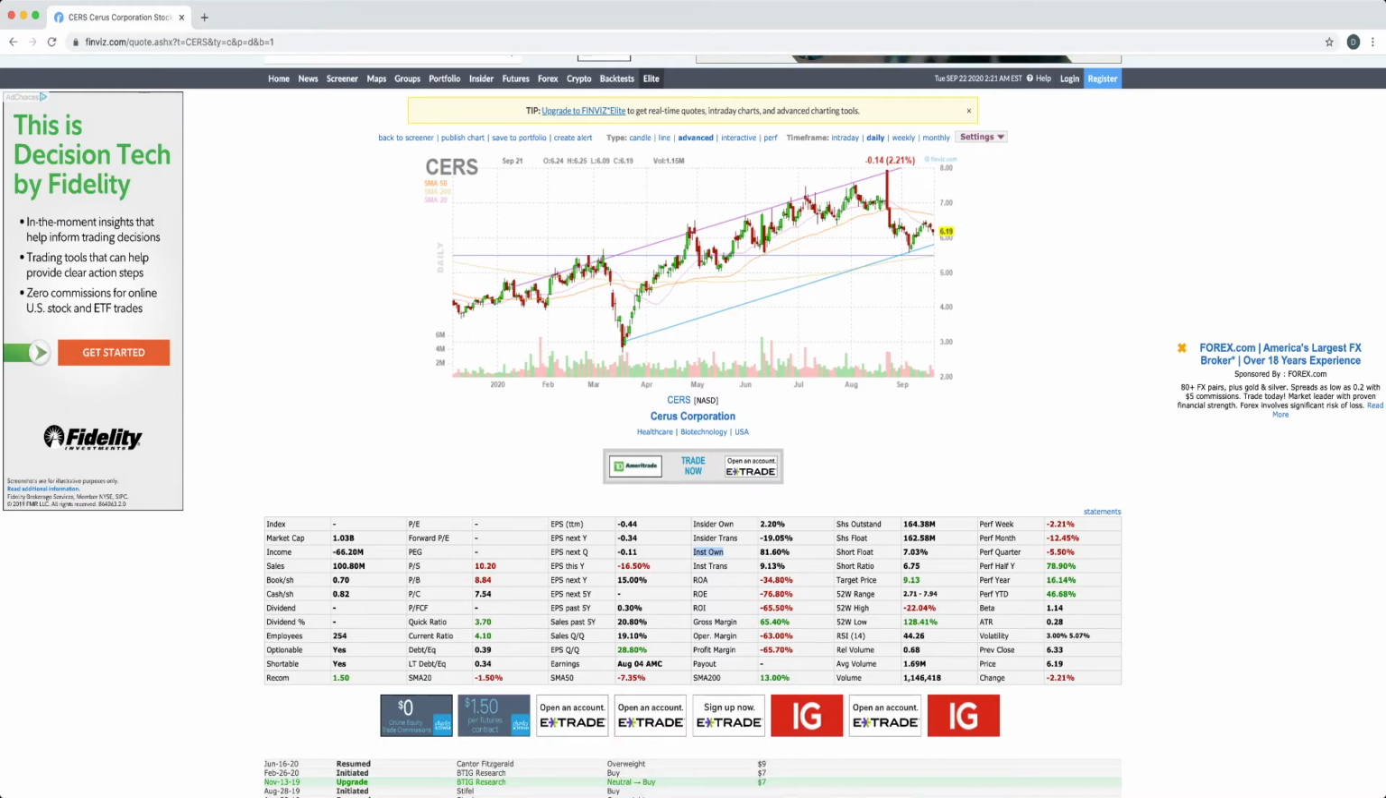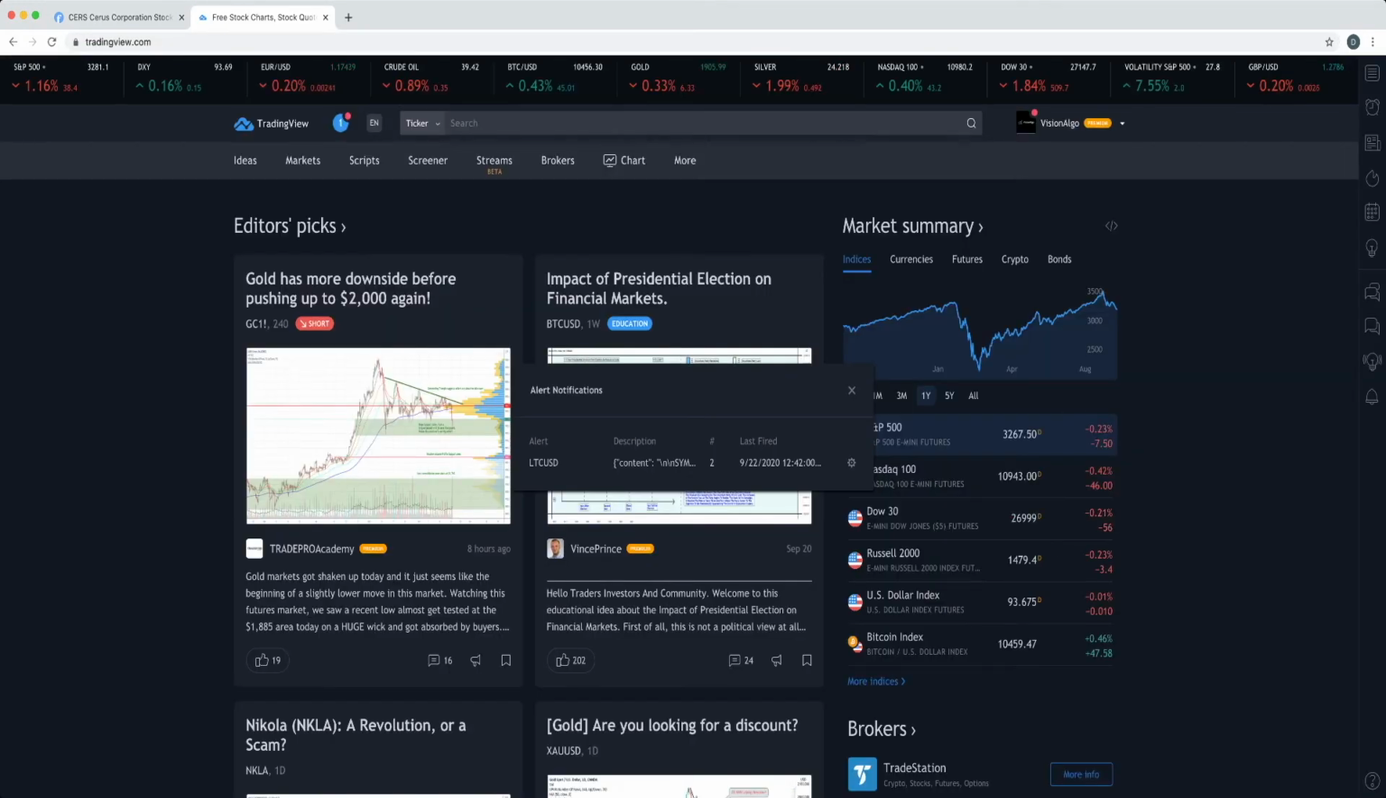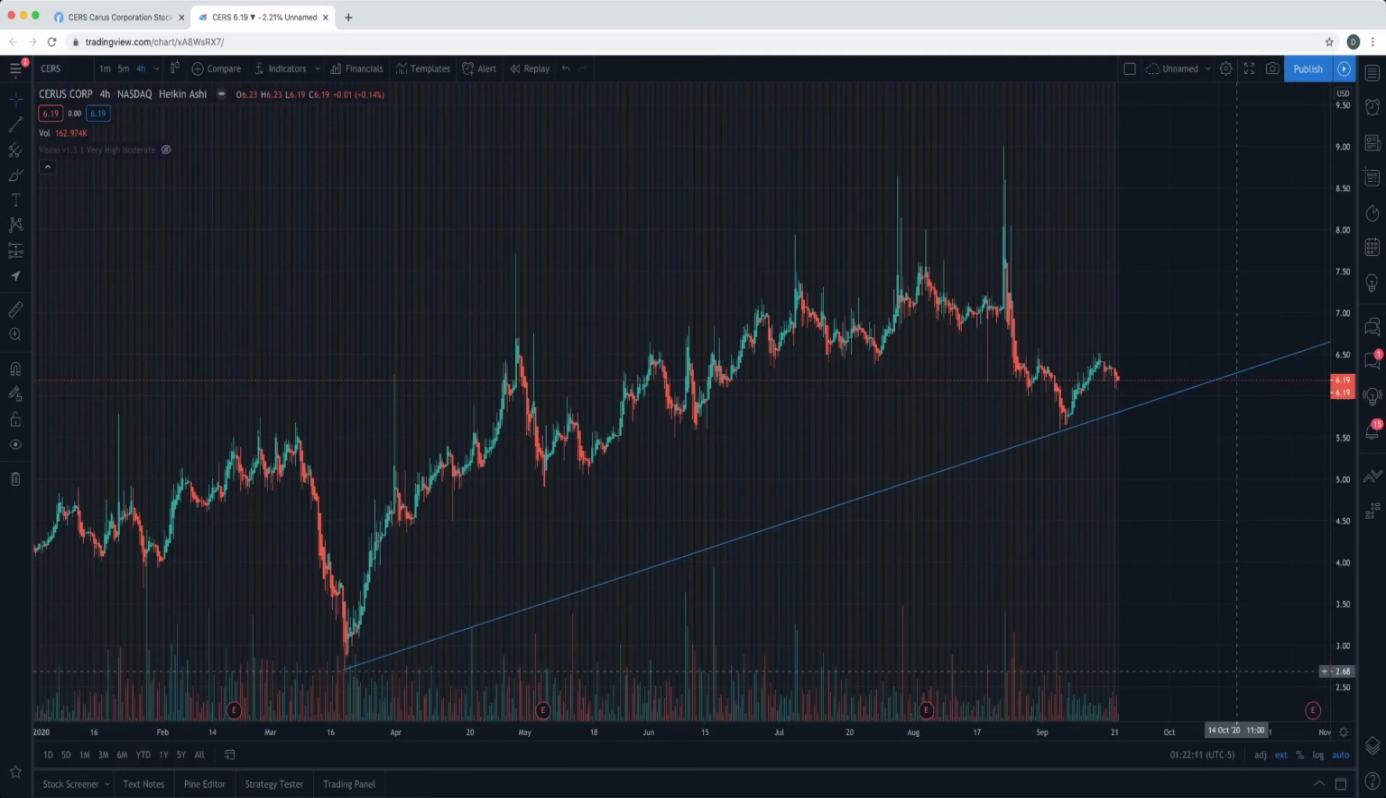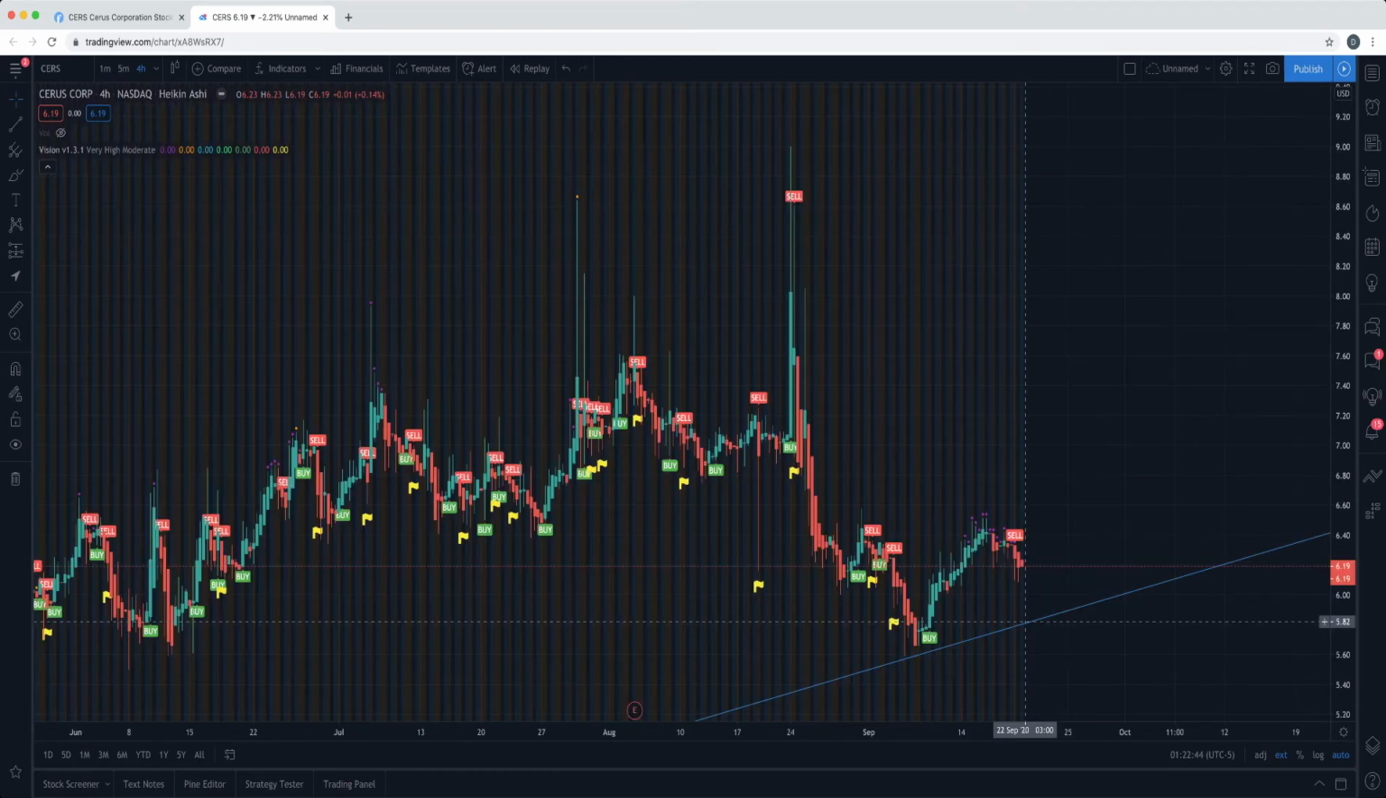What we want to do now is go over to TradingView so we can see this thing on a 4-hour chart. Now you can see the exact same trend that we found in FinViz. So I'm going to go to Vision and turn it on. And what we're mainly worried about is the latest data of the chart here.